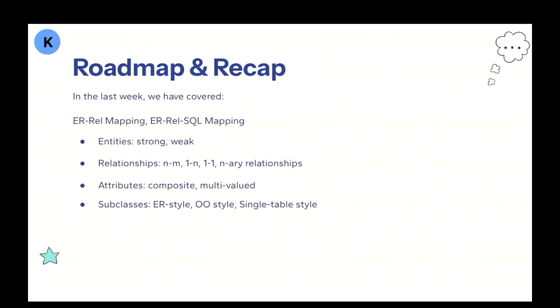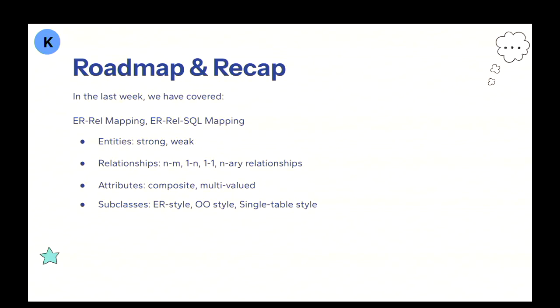And for OO style mapping, what can we do? What's the difference? The difference is that although we are still keeping a separate table for each one of the entities, we treat them as separate tables.